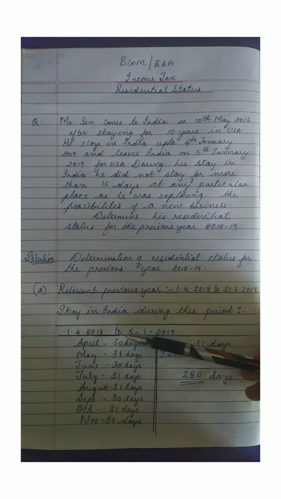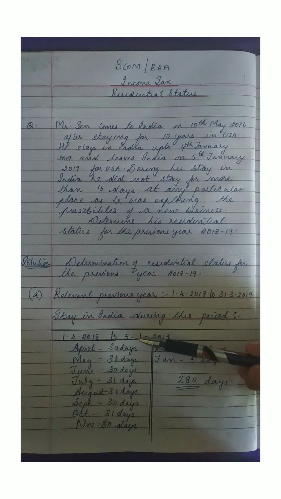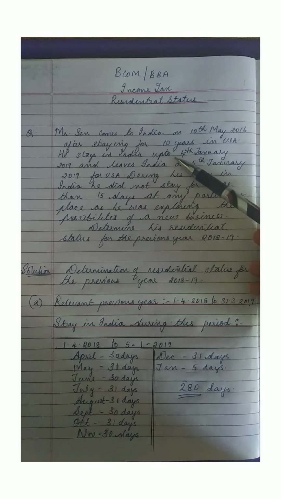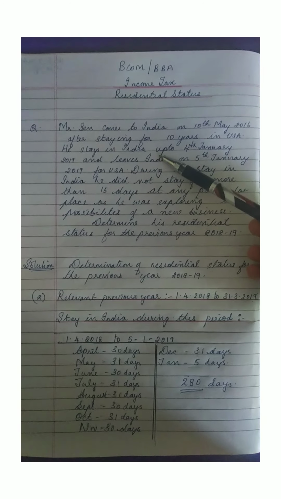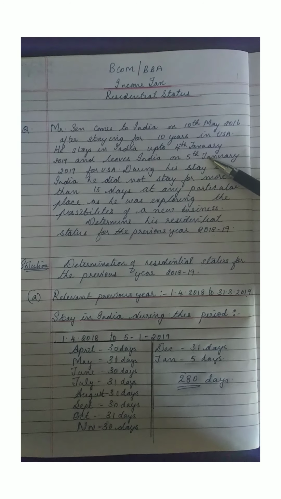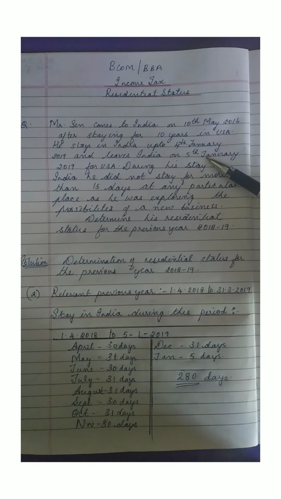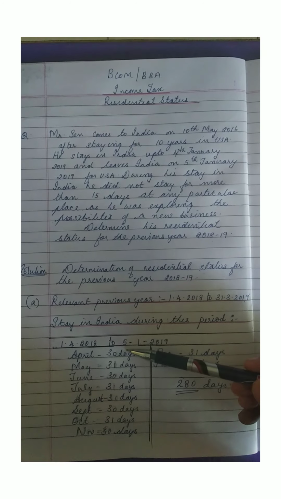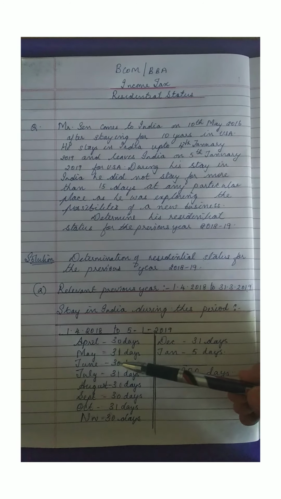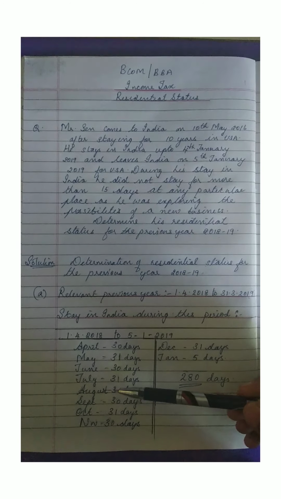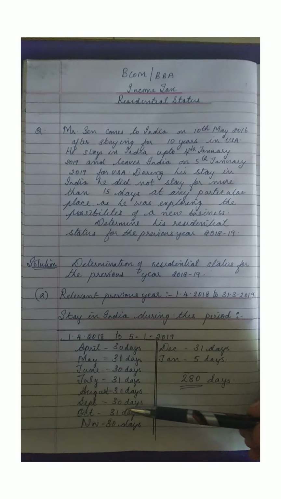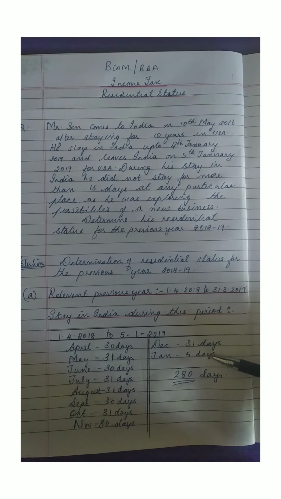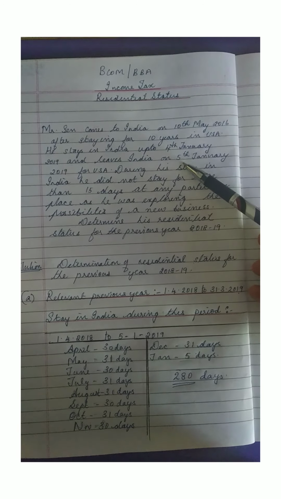Now, the period starts from 1/4/2018 to 5/1. You may be thinking why 5/1? Because it is clearly given in the question that he stays in India up to 4th January 2019 and leaves India on 5th January, which means only till 5th we can take his residential status for that particular year. I have given the calculation neatly. April, 30 days. May, 31 days. June, 30 days. July, 31 days. August, 31 days. September, 30 days. October, 31 days. November, 30 days. December, 31 days. January, 5 days. Why 5 days? Because he is living on that day, so 5th is also inclusive.